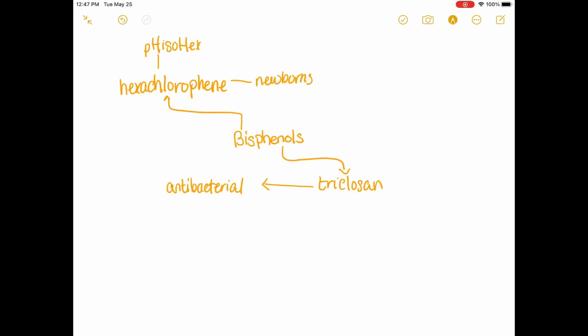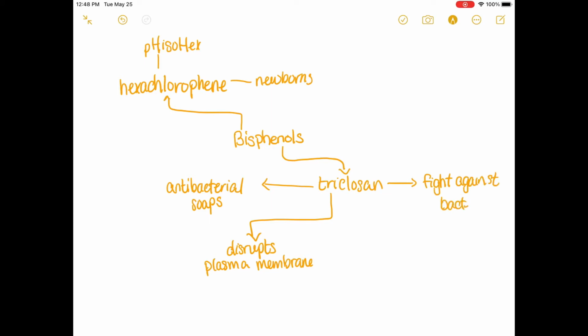Another example is triclosan, which is used in antibacterial soaps. Triclosan disrupts the plasma membrane by inhibiting the enzyme for the biosynthesis of lipids. Triclosan fights mainly against gram-positive bacteria and is also seen fighting yeast and gram-negative bacteria. Pseudomonas aeruginosa is known to be resistant to triclosan.